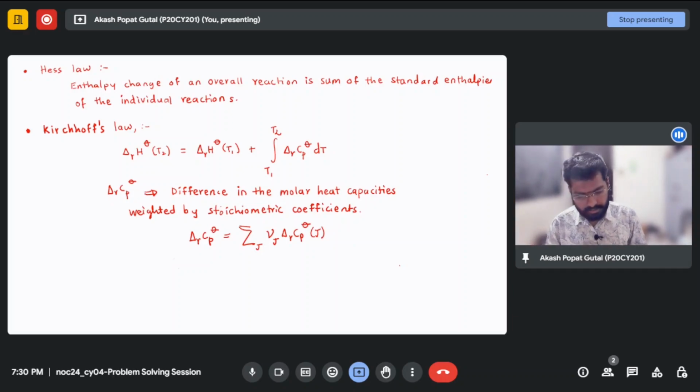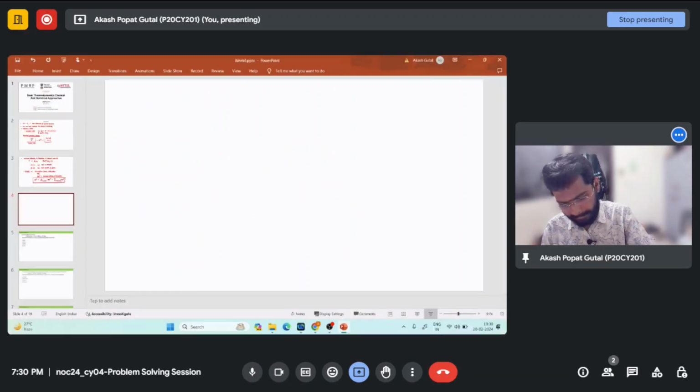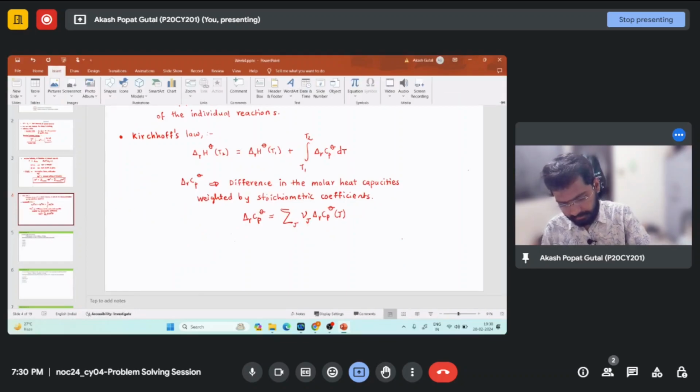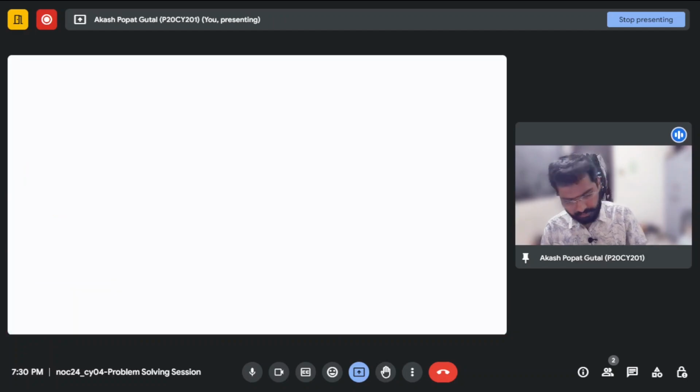Right? And then we have seen the second law of thermodynamics. I will start on a new slide.